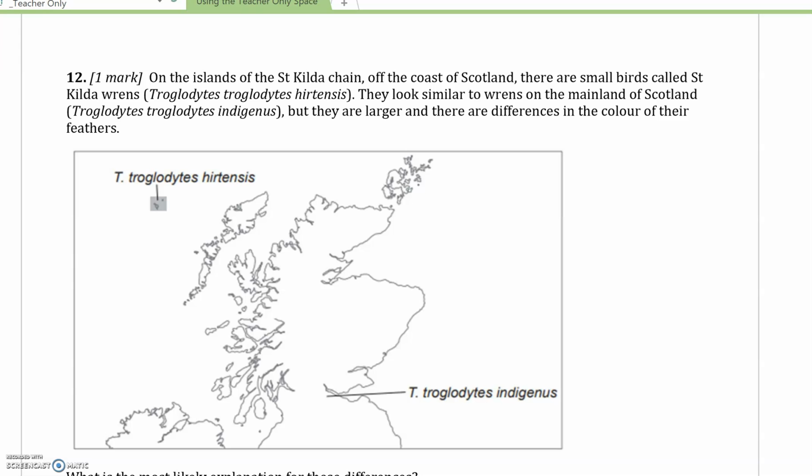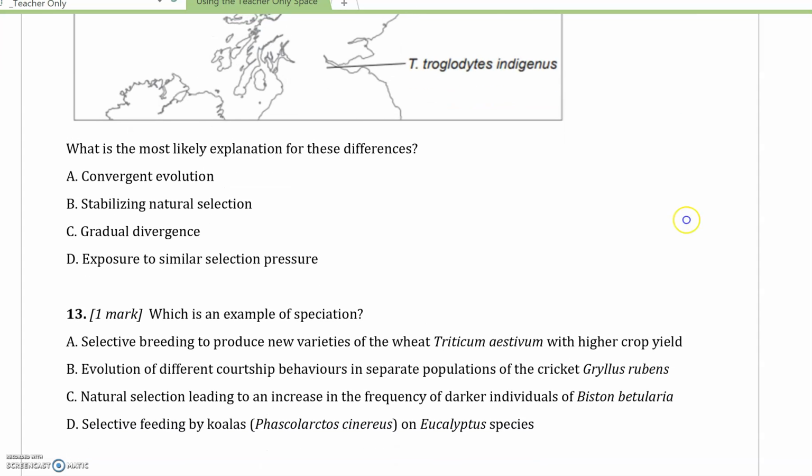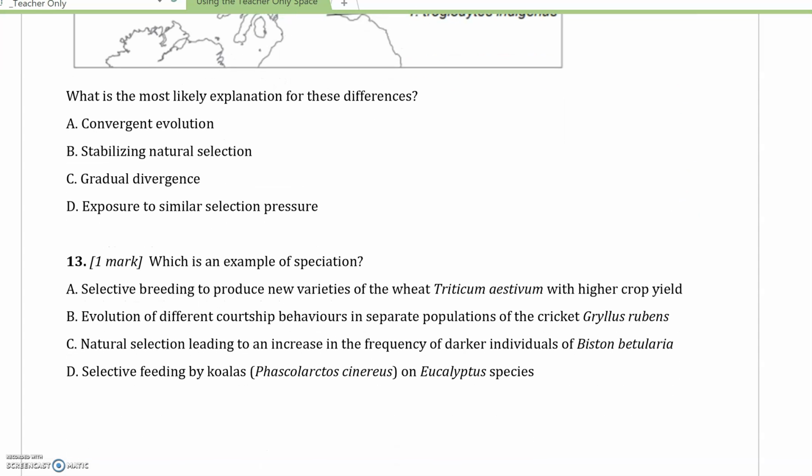Okay, so this is questions 12 to 22 of the IB23 November HL biology paper. Here we're looking at evolution, so small birds called St Kilda wrens. They look similar to the wrens on the mainland Scotland, but they are larger and there are differences in the colour of their feathers. So this is very similar to the Galapagos finches concept. The question then says, what is the most likely explanation for these differences?